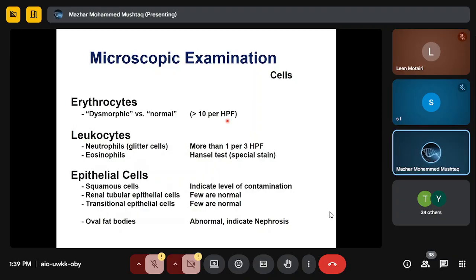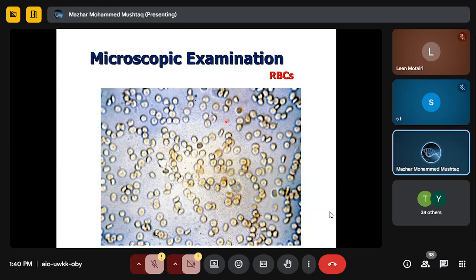Leukocytes can be neutrophils or eosinophils, and you may also see epithelial cells and squamous cells. All these things are possible to see under the microscope with the HPF or the LPF. For example, in this one you see these are all red blood cells. They are not distorted. You can clearly see that these are red blood cells, with the dot in between.